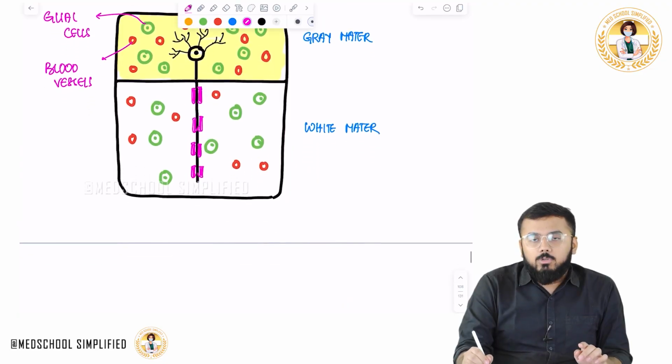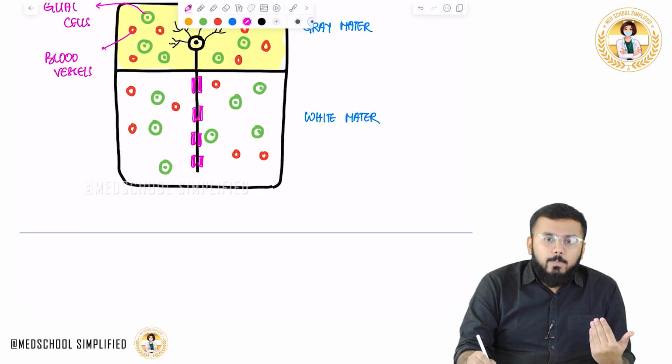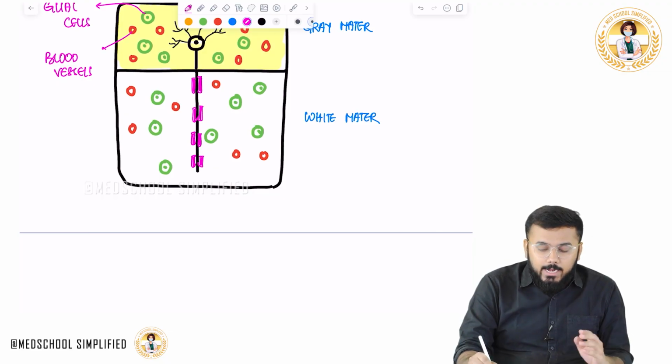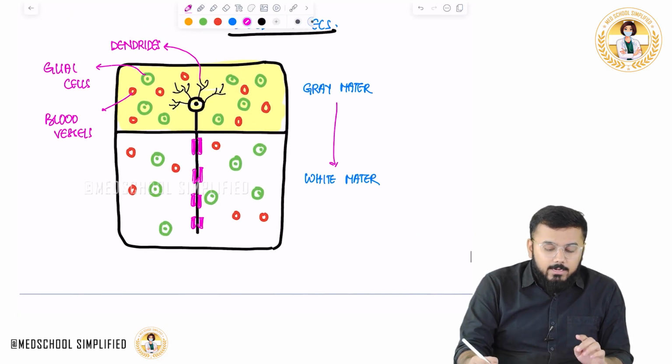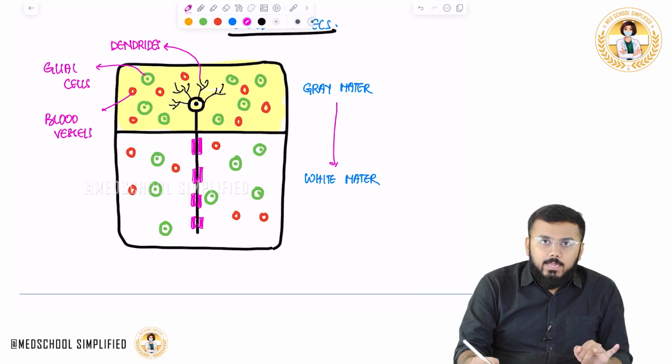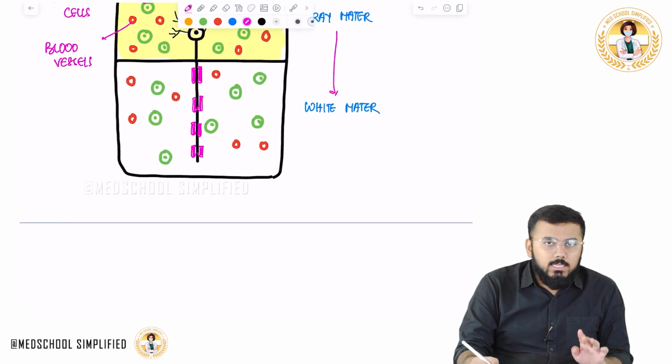So guys, what did we discuss over here? Whenever I talk about the cerebral cortex, two important things you have to tell. The cerebral cortex has an outer gray matter and an inner white matter. Outer gray matter is having what? Cell bodies. It also has dendrites. It also has glial cells as well as blood vessels. Next, the inner white matter. This is the inner white matter.